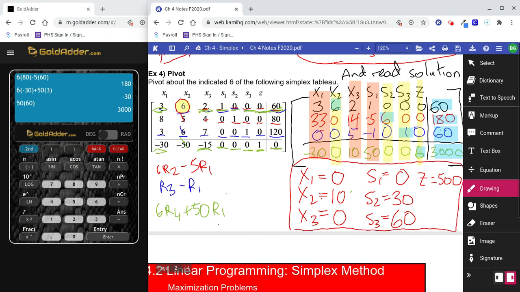Now, coming in the future, we'll have to figure out if that's the optimal solution or not. And I can tell it's not. You can tell it's not when you see negative numbers on the bottom row. See that negative 30? That negative 30 tells me that my solution is not quite as good as it could be.